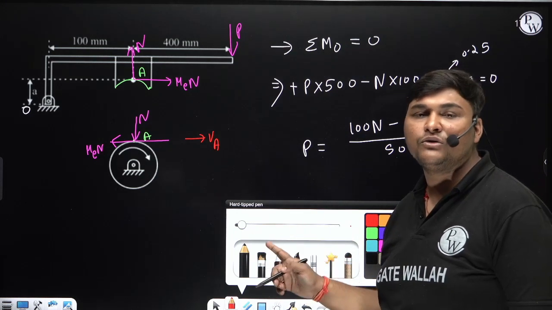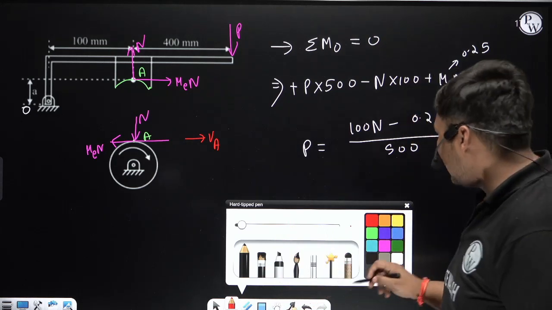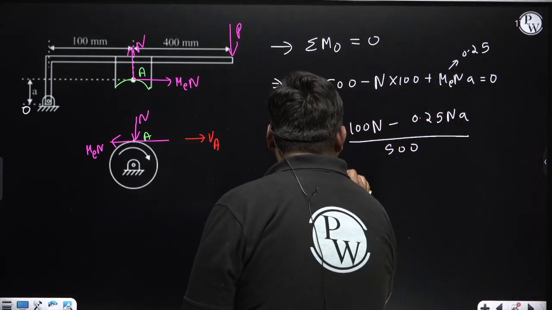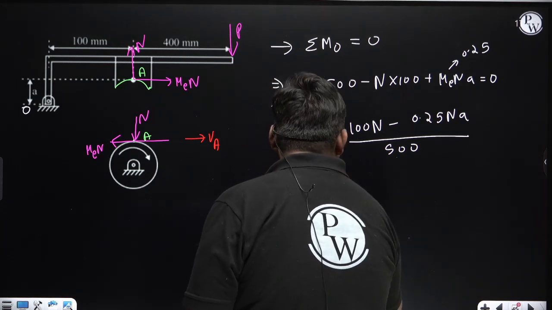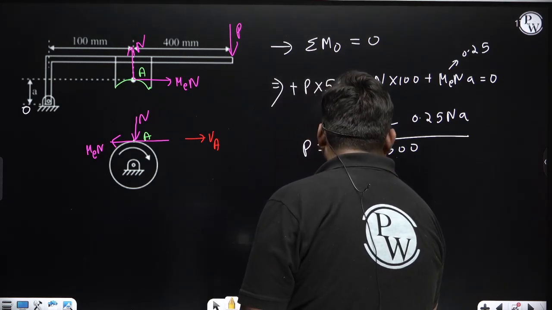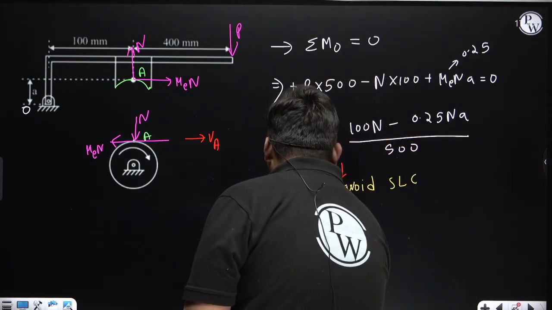If P is less than or equal to 0, it will not be in self-locking. If P is greater than 0, it will be in self-locking. The examiner is asking the condition to avoid self-locking. So to avoid the self-locking condition, what we need to ensure is that P must be greater than 0.